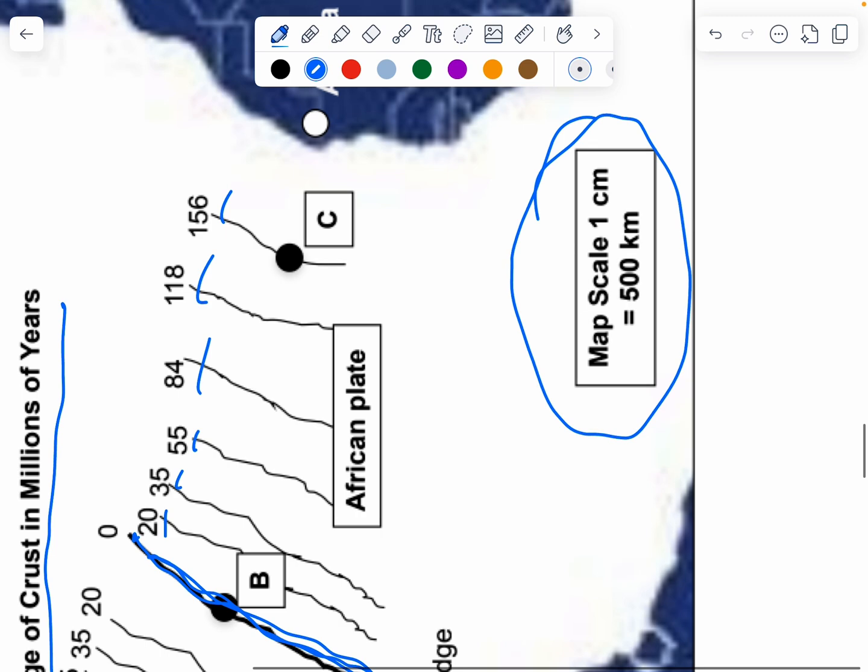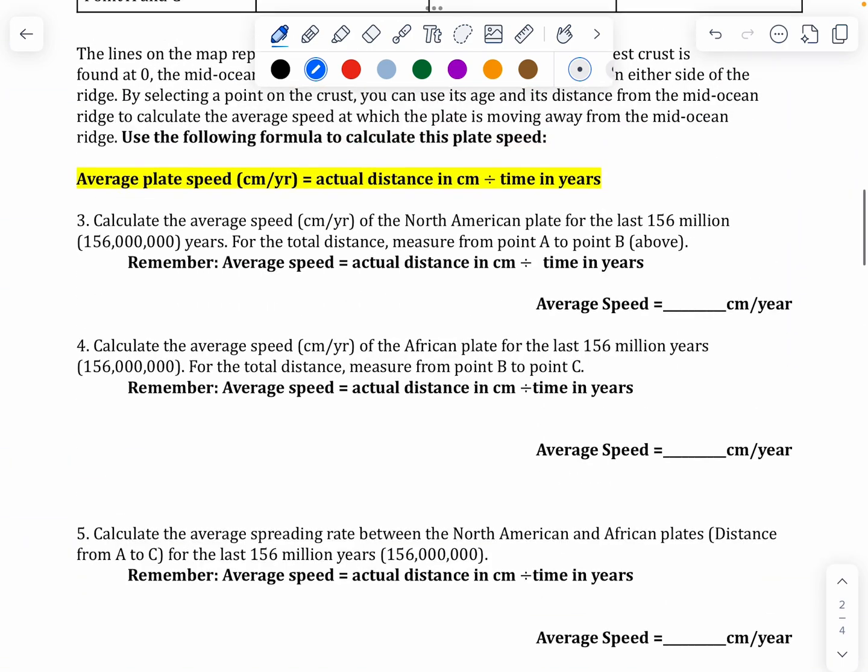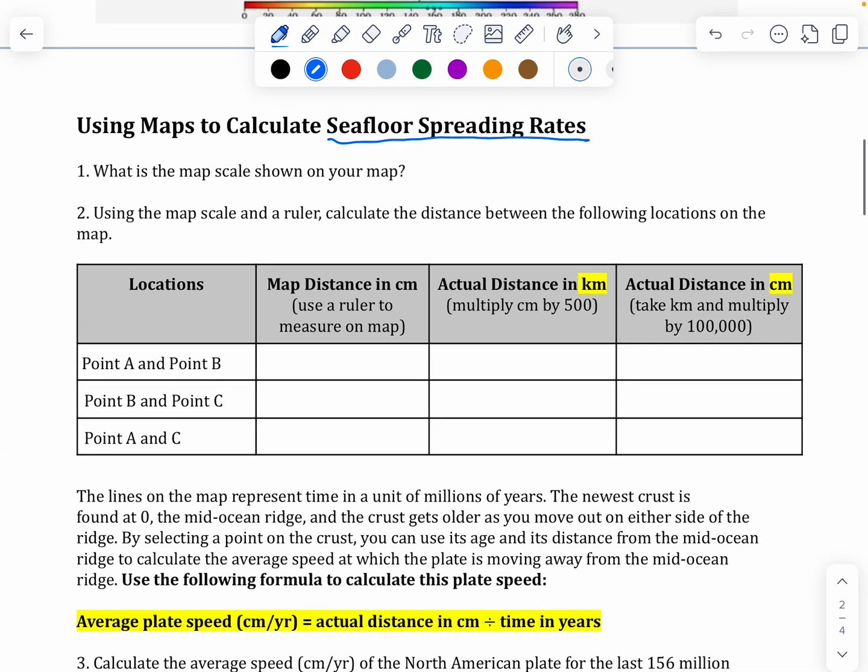1 centimeter equals 500 kilometers. So I'm going to put that right here where it says what is the scale of the map: 1 centimeter equals 500 kilometers. Okay, then I'm just going to take a couple of measurements using the map, and I'm going to plug it in and see if I can figure out how fast the plates are moving.